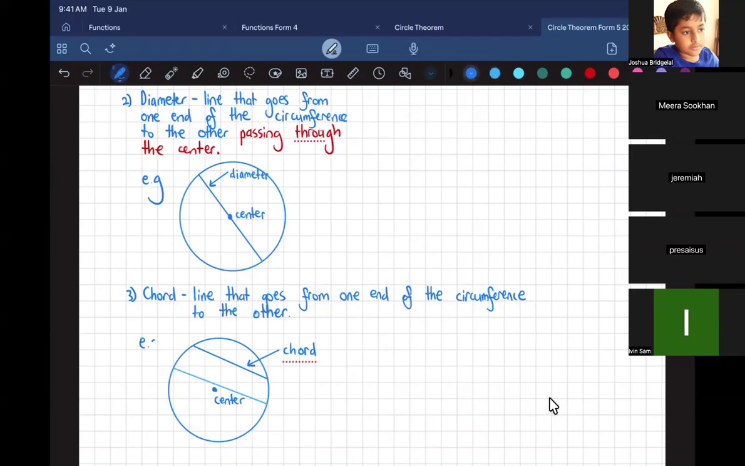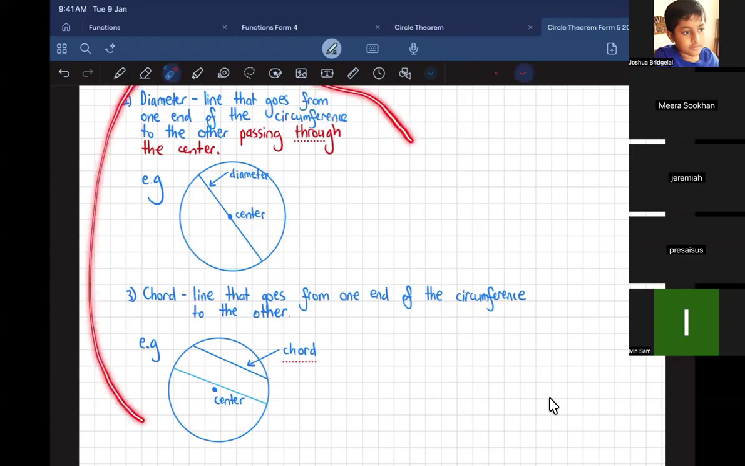Does anybody have any questions so far? We looked at radius, diameter, and chord. Anybody have a question? Cool. As soon as you have diameter and chord copied down, tell me, and we're going to move on to segment.